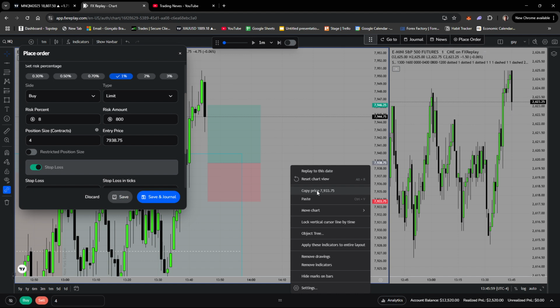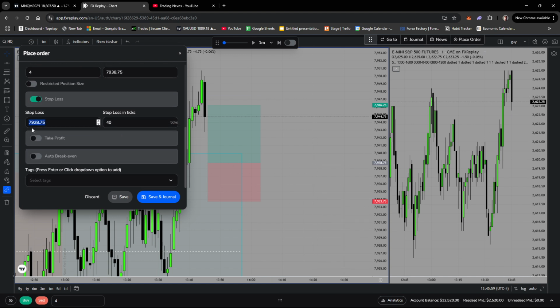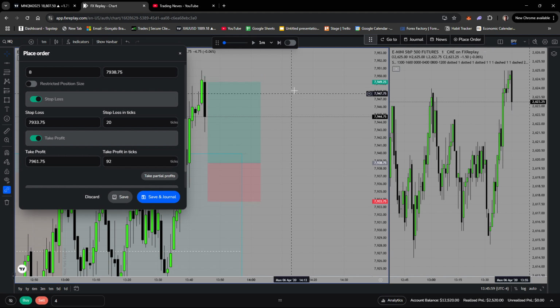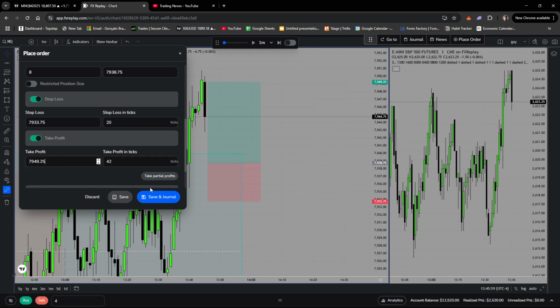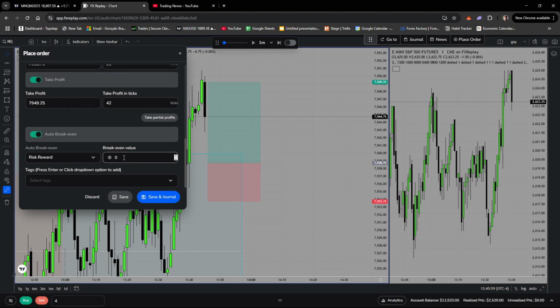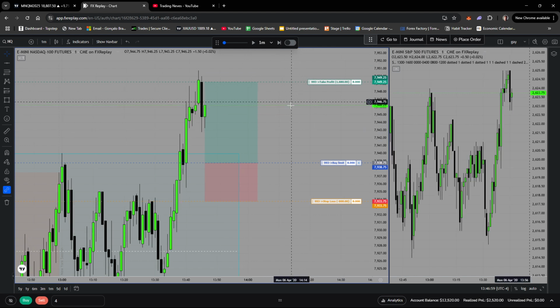On continuations, we don't take partials. So we've got the stop loss. Yeah, 20 ticks. Take profit. It's going to be this candle here. No auto break even. Actually, auto break even at 1. Save. There we go. Doesn't take too long anyway.